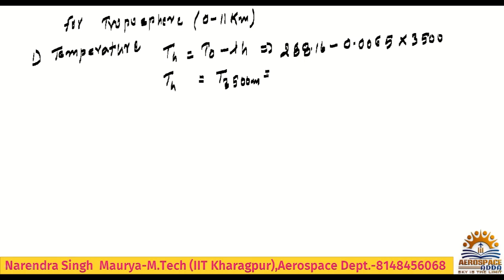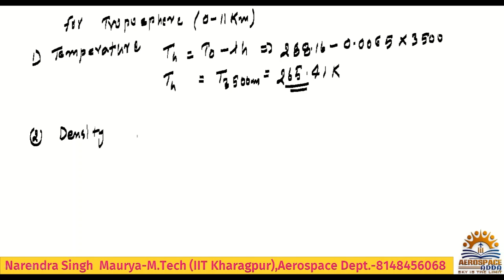Okay, what is the value you may get at this altitude? What value you may get if I calculate? Then 288.16 minus 0.0065 into 3500, it is approximately 265.41 Kelvin. This is the value. Temperature formula you need to remember. Okay, second, you need to remember the density formula.